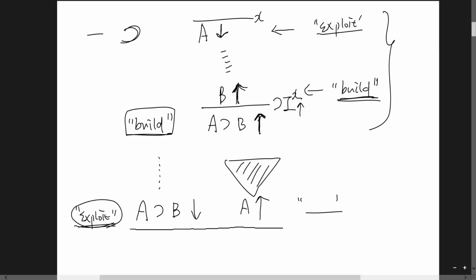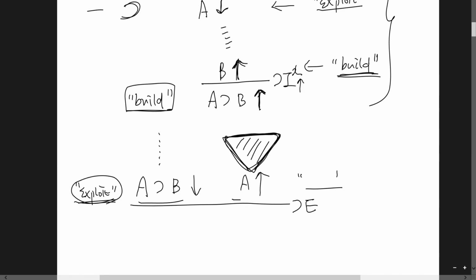Now, suppose that we have finished constructing the derivation tree here. Then we apply implication elimination rule, and by combining these two judgments, we have just found a proof of the true. We have already built proof of this judgment, and this judgment is waiting to be exploited again.